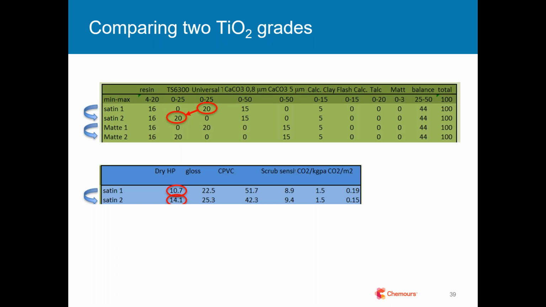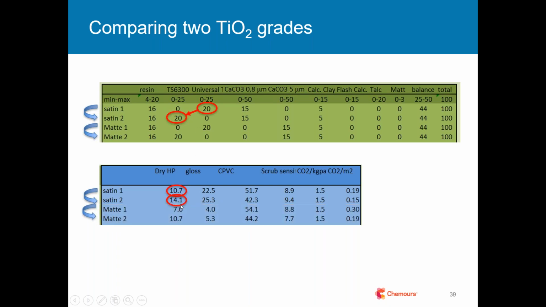Then we do the same with a matte paint. Again, we have a very simple matte formulation where we replace the fine calcium carbonate with a coarser type of calcium carbonate. 20% replacement, that's here. What's the effect? Again, we see an increase in hiding power. Scrub sensitivity, not impacted. The gloss, of course, falls down as we are switching from the fine calcium carbonate to the coarse one. What we see typically is that there is a slight increase in gloss when switching from universal grade to TS6300. Again, a lower carbon footprint because we need less paint to paint 1 square meter per liter.